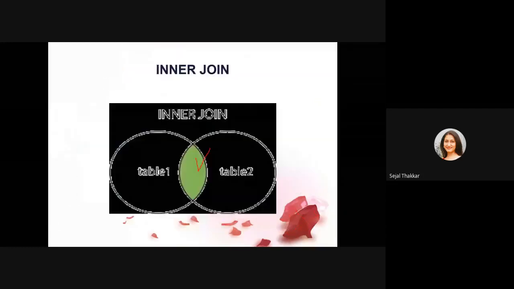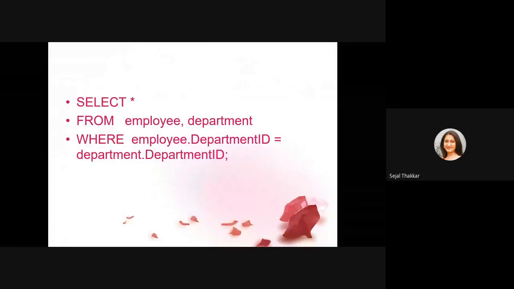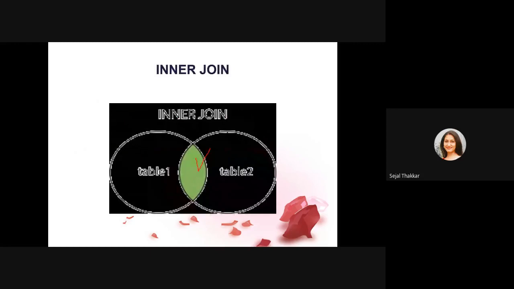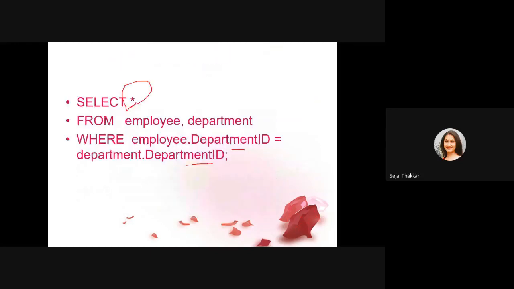You have to fire the query: select star from employee comma department, where employee dot department ID is equal to department dot department ID. Here I'm taking department ID on both sides because it is common. So how you have to remember: select star. Star is going to select all the data. If I don't want to select everything, if I'm interested in selecting only last name, then I have to write down select last name, remaining as it is.